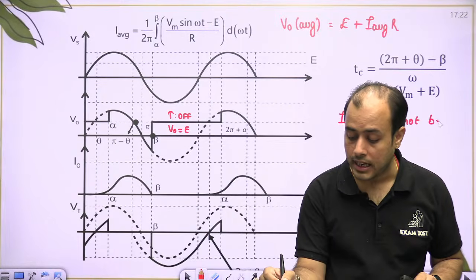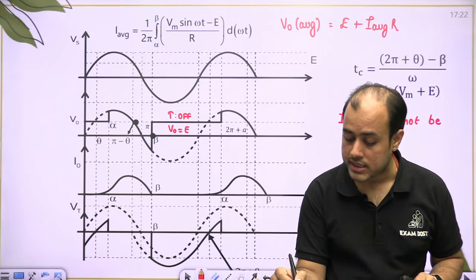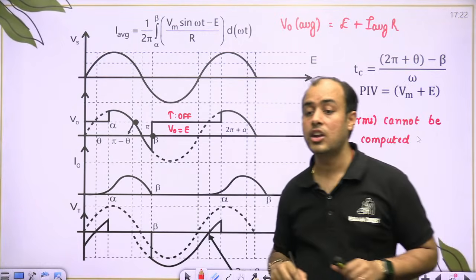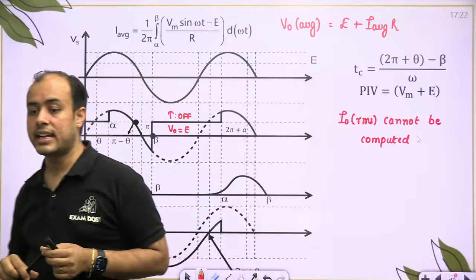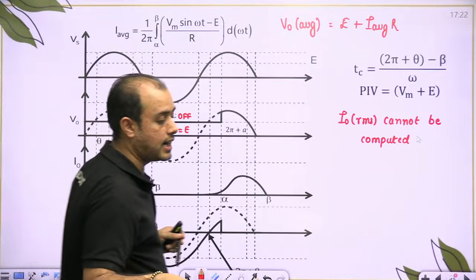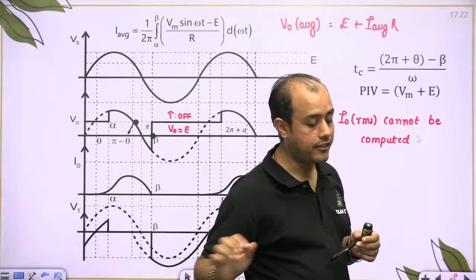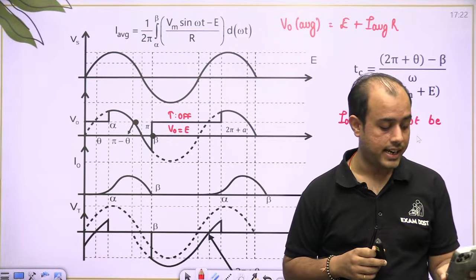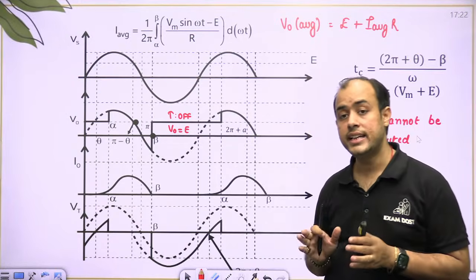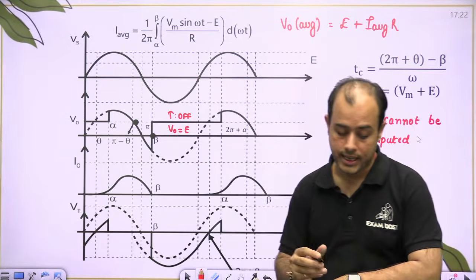So you see, what is most important in all these derivations? The angle of conduction. That is, when does the conduction start and when does the conduction end? That is the most important thing.